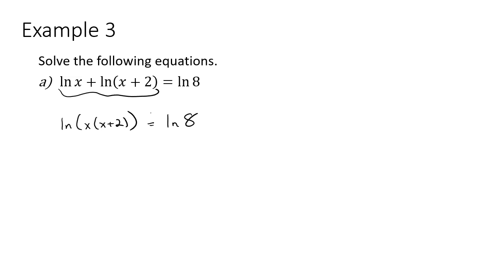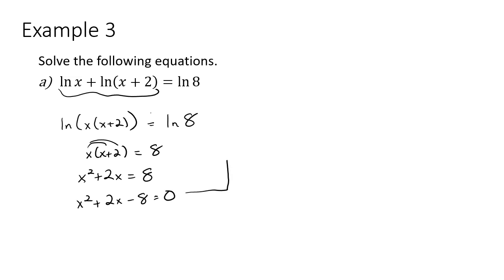Now that we have a single natural log on both sides, we can apply the one-to-one property. The only way these two natural logs can be equal to each other is if the stuff inside the natural logs are equal to each other. And at this point, we actually end up with a quadratic equation to solve. Because this is x squared plus 2x is equal to 8, or x squared plus 2x minus 8 is equal to 0. And quadratic equations pop up fairly frequently in the process of solving logarithmic equations. So make sure you brush up on your strategies. Factoring, quadratic formula, completing the square, it's all viable.